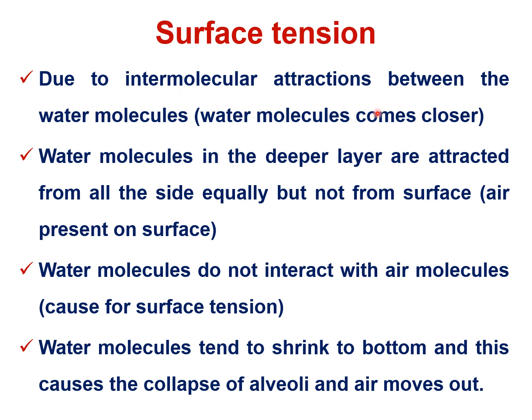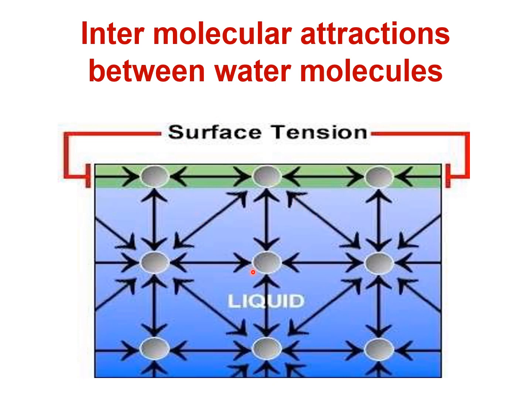In the first line you can see, due to intermolecular attractions between the water molecules, the deeper layers start attracting the water molecules between each other. So they will be shrinking to the bottom, and this causes the collapse of alveoli, and air present in the alveoli moves out. This is the picture you can see. This is the air layer. The water molecules do not interact with the air molecules. So the equal interactions are present between the water molecules, which causes shrinking of this water layer. The alveoli will collapse, and the air present in the alveolar sac will escape out.